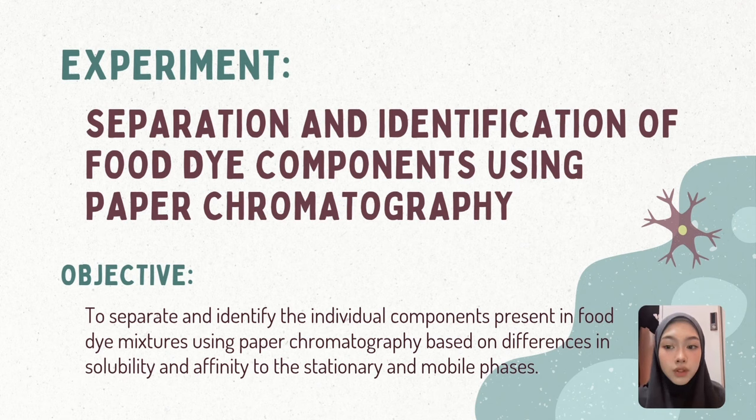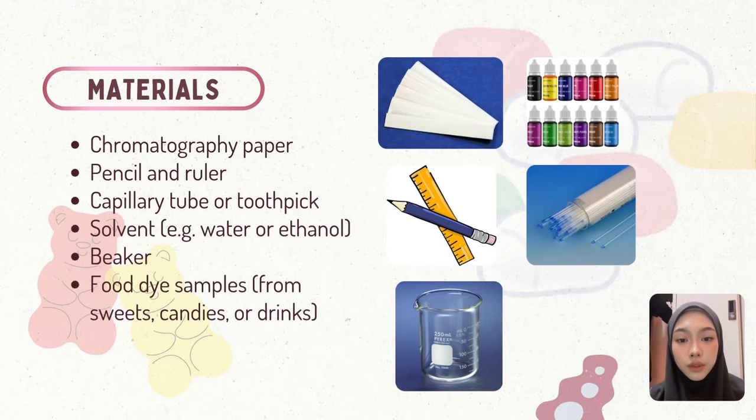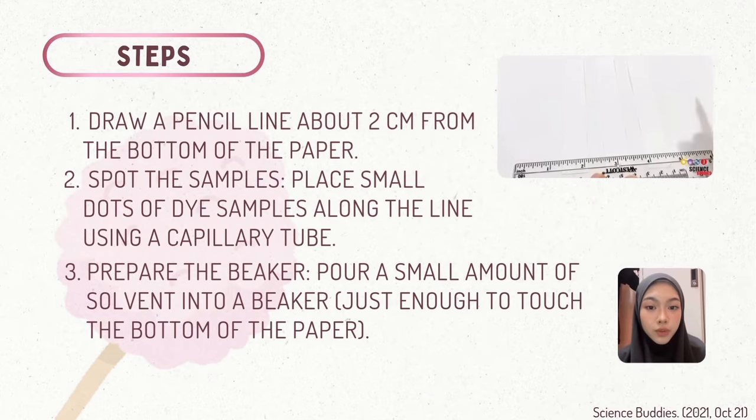The objective is to separate and identify the individual components present in food dye mixtures using paper chromatography, based on differences in solubility and affinity to the stationary and mobile phases. To do the experiment, you need materials like chromatography paper, pencil and ruler, capillary tube or toothpick, solvent like water or ethanol, beaker, and food dye samples from sweets, candies, or drinks. And then move on to the procedure.